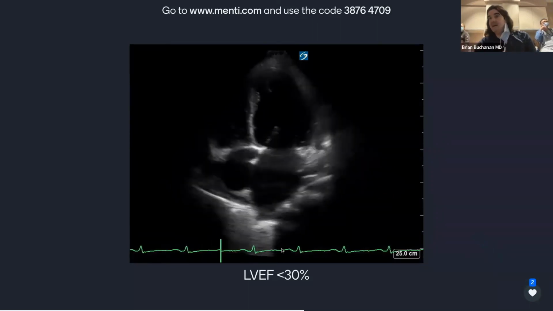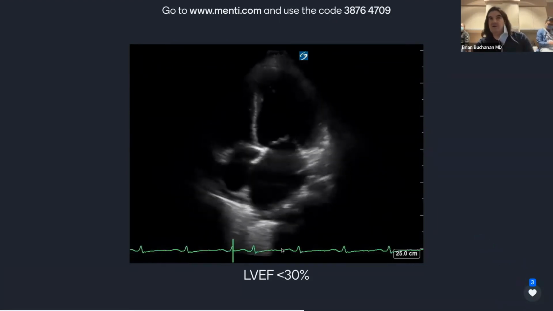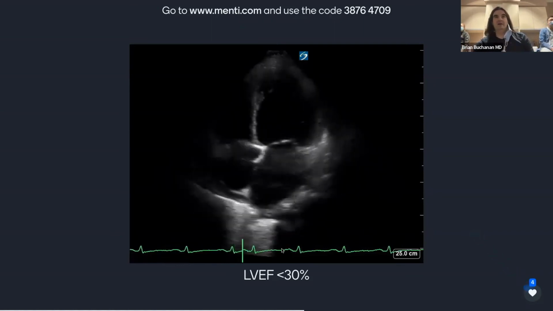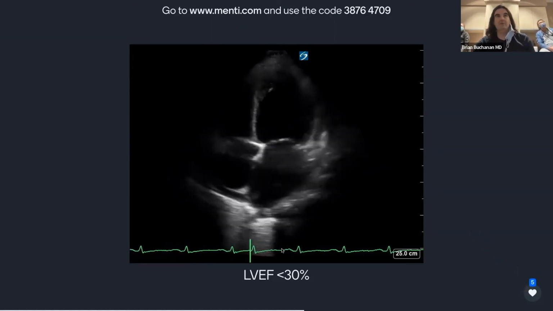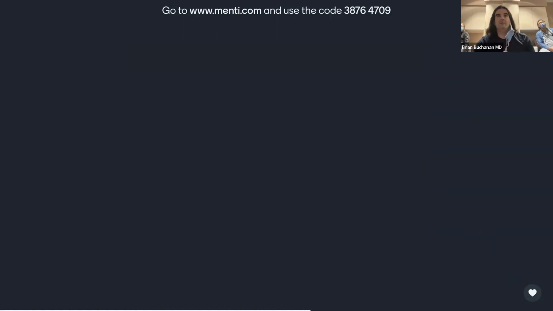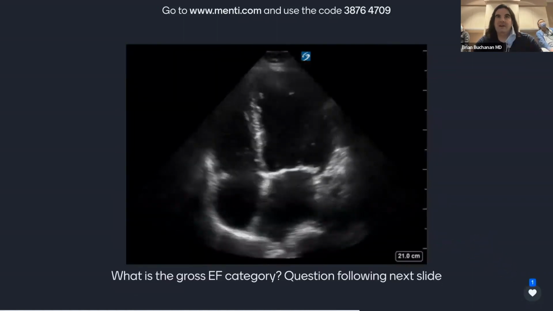And now going back to the patient after you see this, the question is, is this a problem that's making the patient sick? Is this a consequence or a coincidence? That comes down to everything from your clinical exam, to your clinical findings, to your biochemical findings, like elevated lactates, troponins, and what have you. What is the gross EF category?